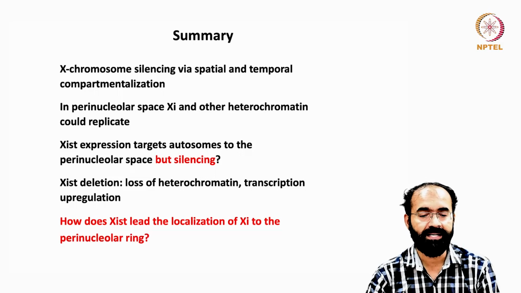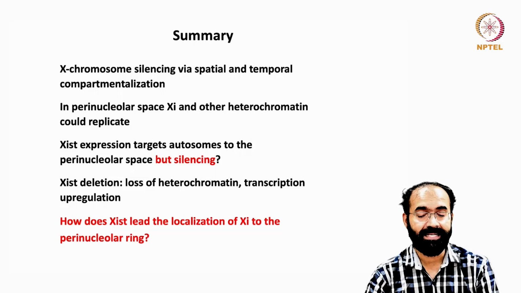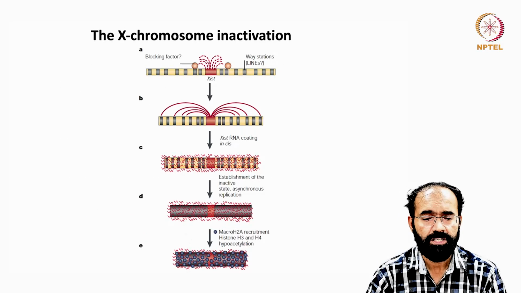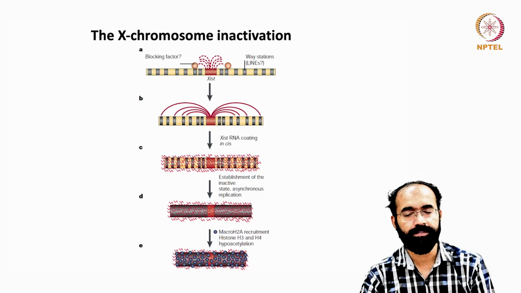Xist deletion, what happens? Loss of heterochromatin and transcription upregulation are seen if you delete the Xist. So how does Xist lead to the localization of the inactive X chromosome to the perinucleolar ring? So this remains like a big question. This picture we have seen already.